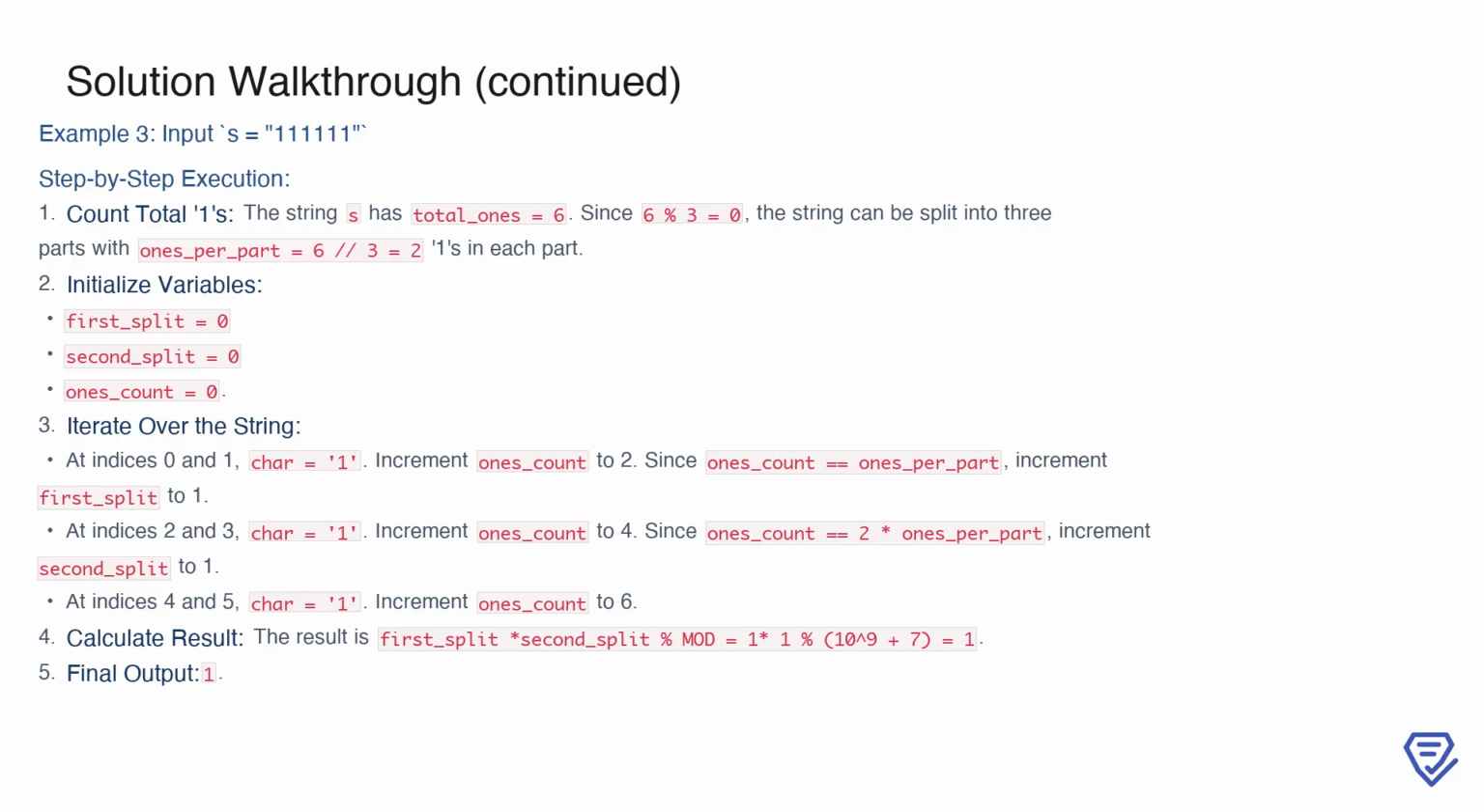Finally, the last 2 ones bring ones_count to 6, completing the third part. The result is calculated as first_split multiplied by second_split, modulo 10 to the power of 9 plus 7. In this case, both first_split and second_split are 1, so the result is 1. Thus, the output for this example is 1.